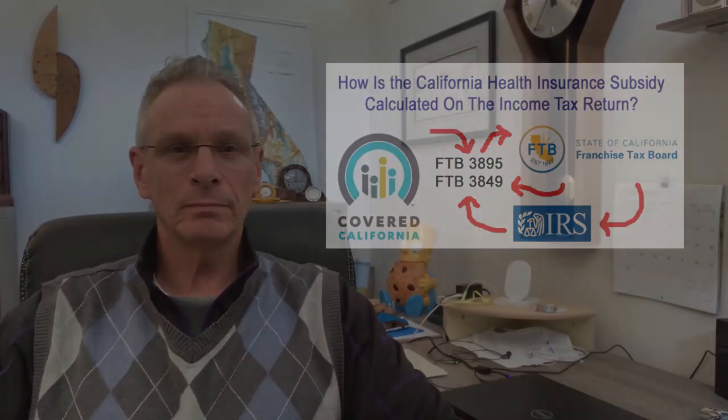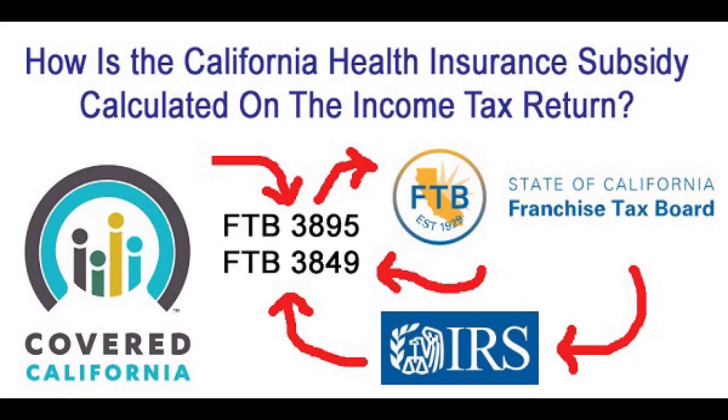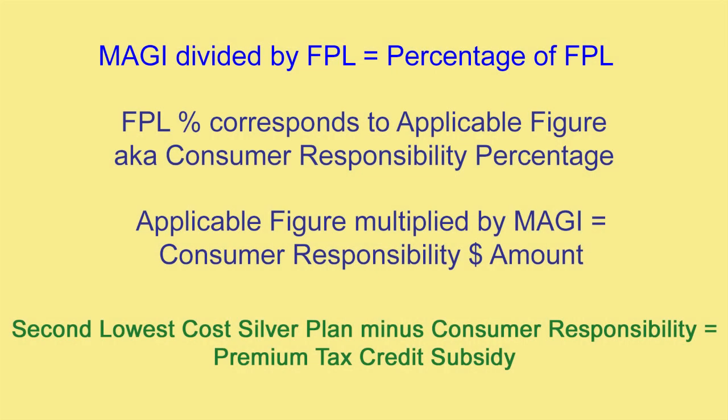The start point and the end point for the federal and California health insurance subsidies all begin and end with the same set of calculations. First, the modified adjusted gross income is divided by the federal poverty level for the household size and region of the family. That yields an FPL percentage, which corresponds to an applicable figure, also known as a consumer responsibility percentage or fair share. The applicable figure is then multiplied by the modified adjusted gross income to equal a consumer responsibility dollar amount. The second lowest cost silver plan in the consumer's region minus the consumer responsibility equals the premium tax credit.